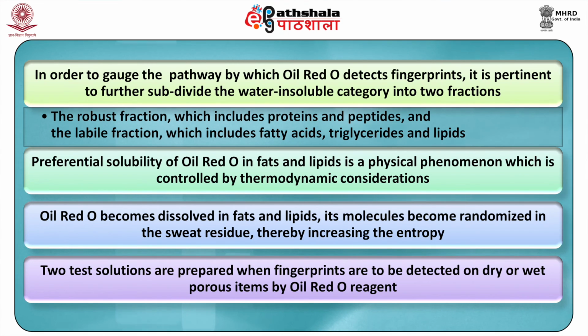The preferential solubility of oil red O in fats and lipids is a physical phenomenon which is controlled by thermodynamic consideration. Then we have come to learn that when oil red O becomes dissolved in fat and lipids, its molecules become randomized in the sweat residue, thereby increasing the entropy. And lastly, we have learned from this chapter that two test solutions are prepared when fingerprints are to be detected on dry or wet porous items by oil red O reagent.